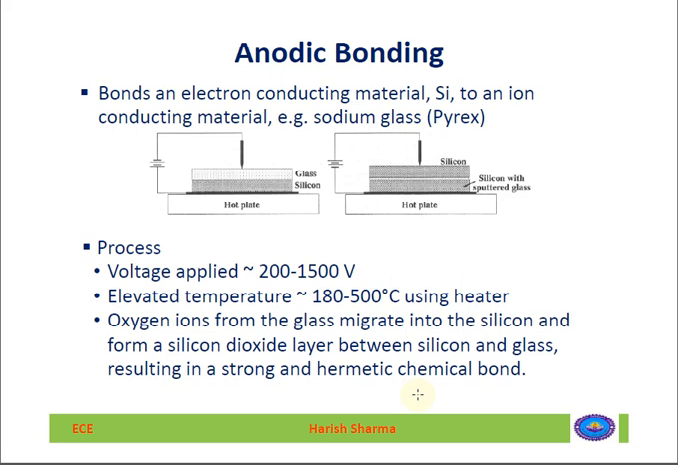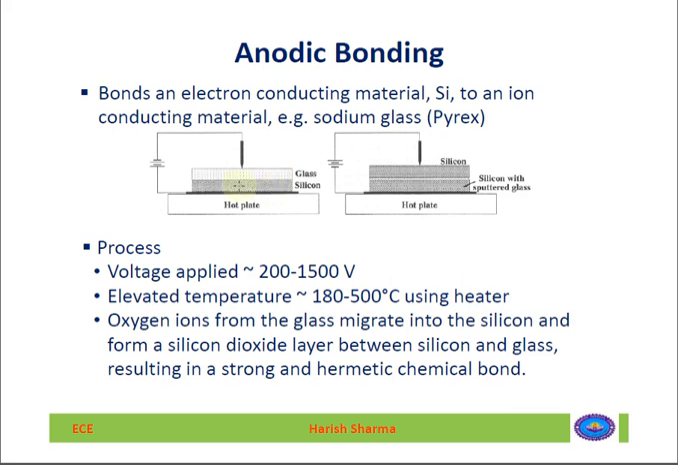Next is anodic bonding. It bonds an electron conducting material, silicon, to an ion conducting material, that is sodium glass, also known as Pyrex. You can see these two. This is the glass and this is the silicon wafer. They are used for bonding purposes.